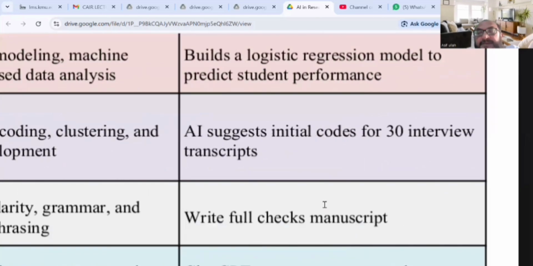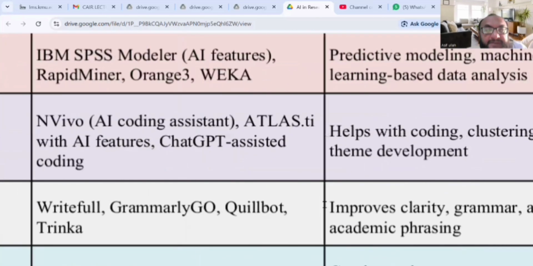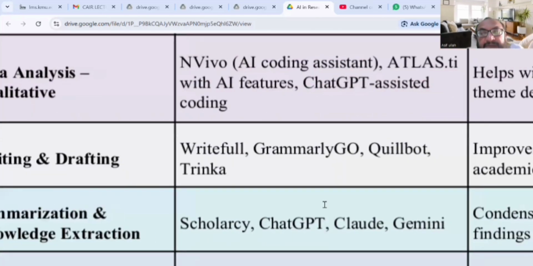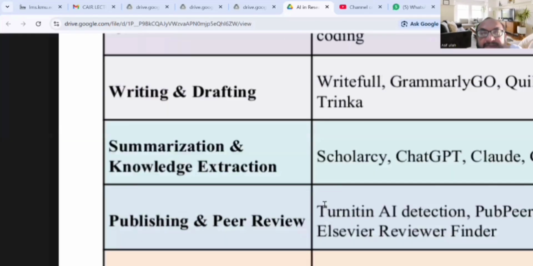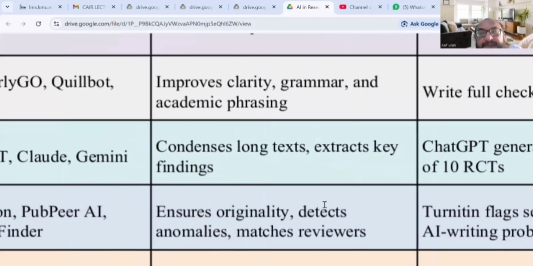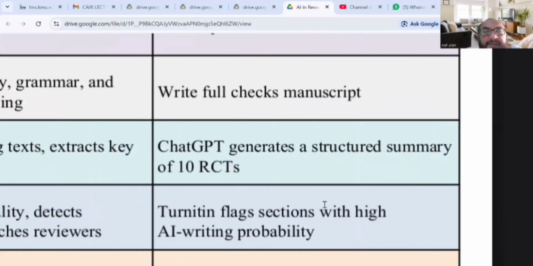And as an example, AI suggests initial codes for 30 interview transcripts. Writing and drafting: Grammarly Go, Trinka improve clarity, grammar, and academic phrasing, and Writefull checks the full manuscript. Summarization and knowledge extraction: Scholarly, ChatGPT, Claude, Gemini condense long text and extract key findings. ChatGPT generates a structured summary of 10 RCTs.